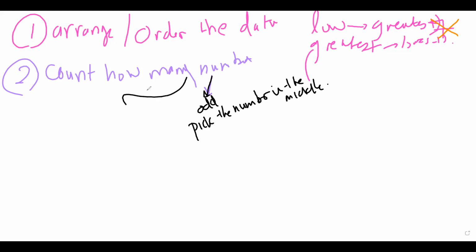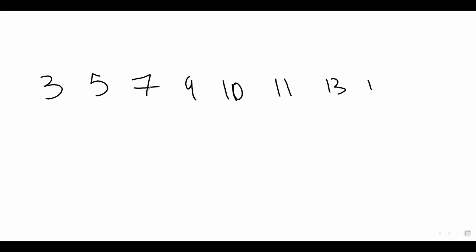Now let's see if they are even. What do we have to do? We have this example here. I ordered them: 3, 5, 7, 9, 10, 11, 13, 17, 19, and 20. Now, how many numbers do we have? 10. So we have an even number. For the even number, what do you have to do?